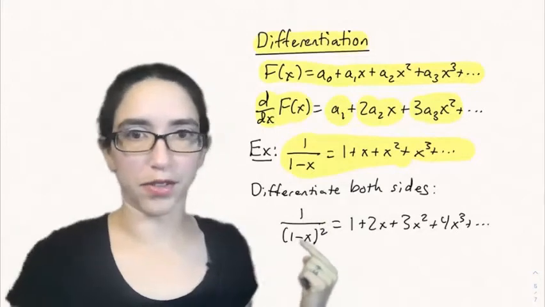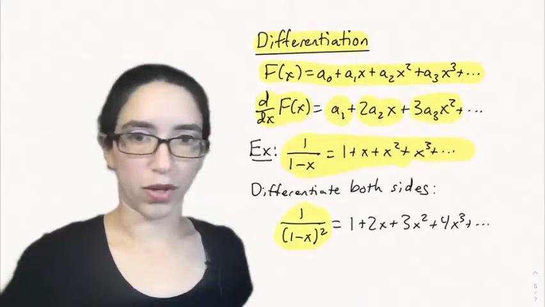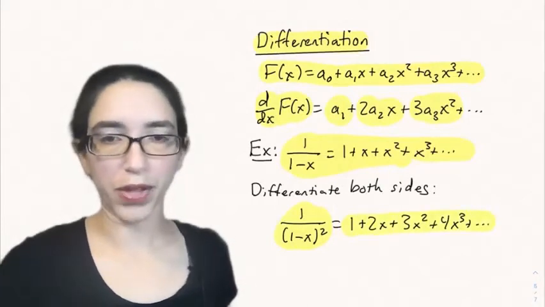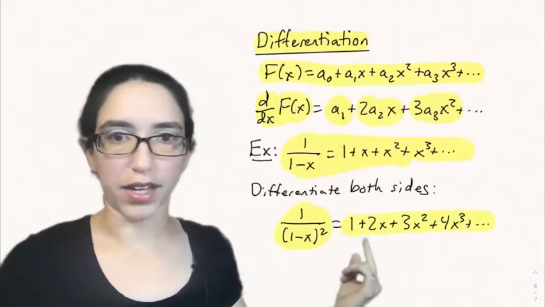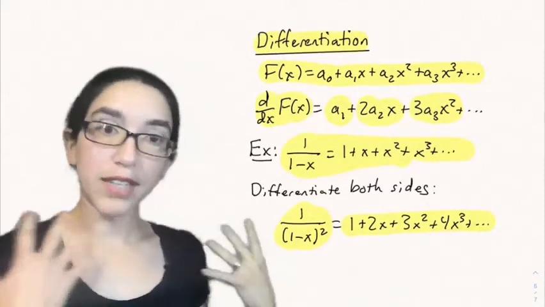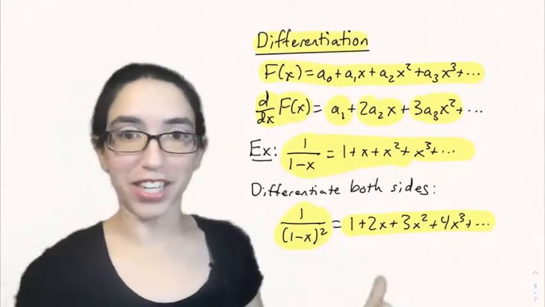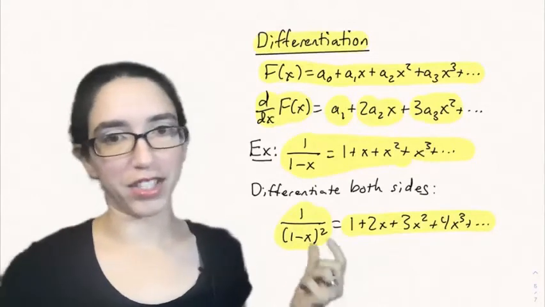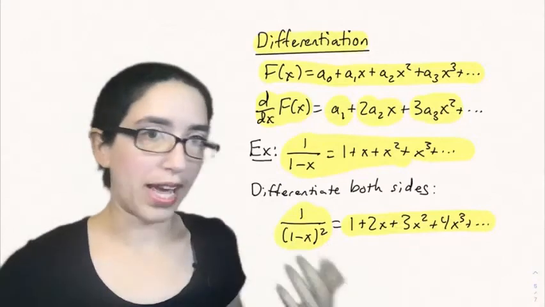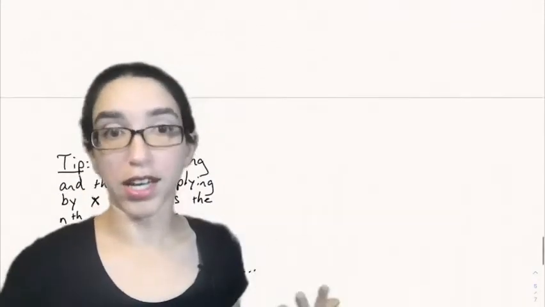On the left-hand side, the derivative of 1 over 1 minus x is 1 over (1 minus x) squared, just using the ordinary chain rule and power rule. And then on the right-hand side, you get 1 plus 2x plus 3x squared plus 4x cubed, etc. So this gives a different proof of that same equation that we found on the previous page by multiplying 1 over 1 minus x by itself. So sometimes there's more than one way of using a generating function operation to get a new identity.